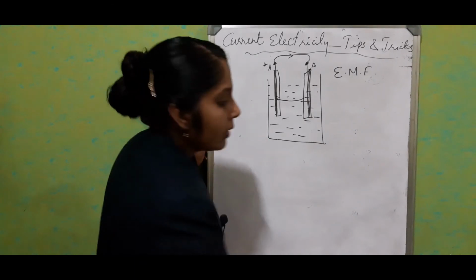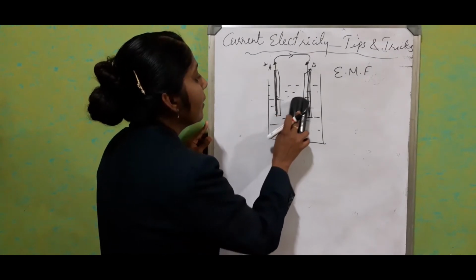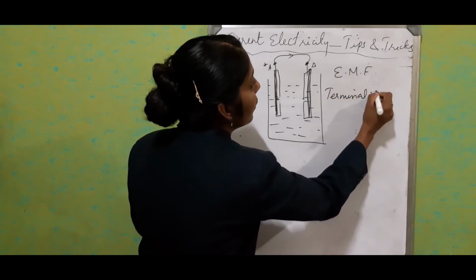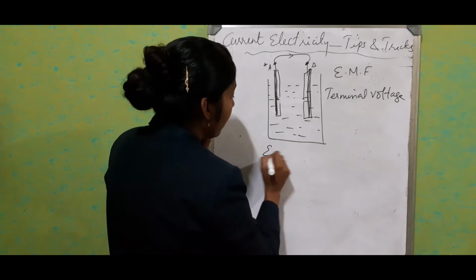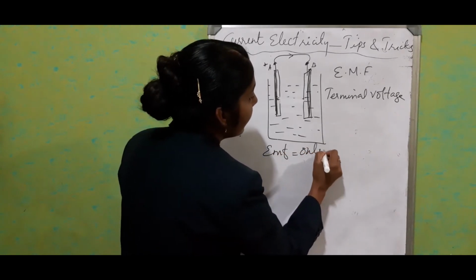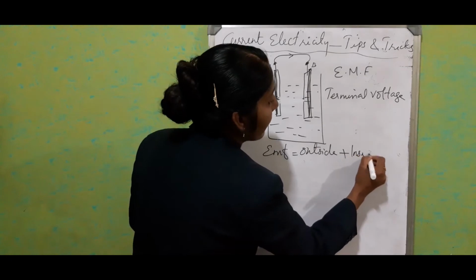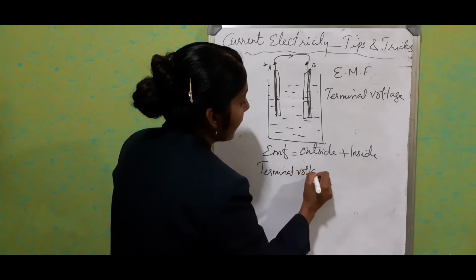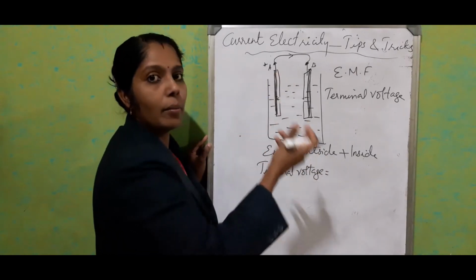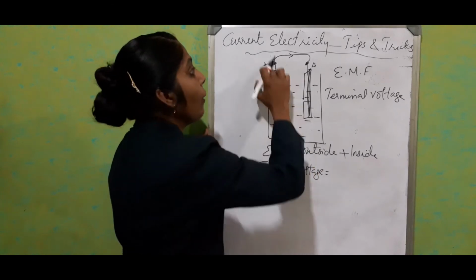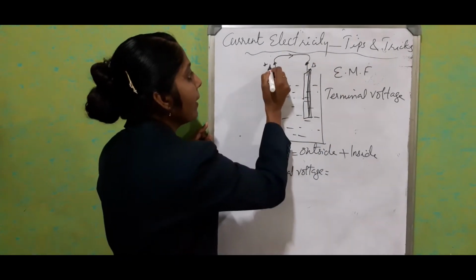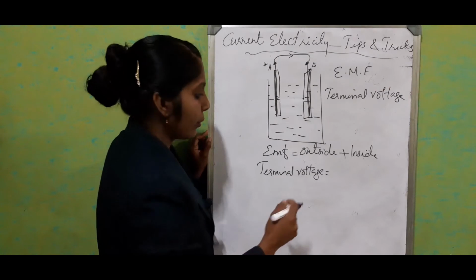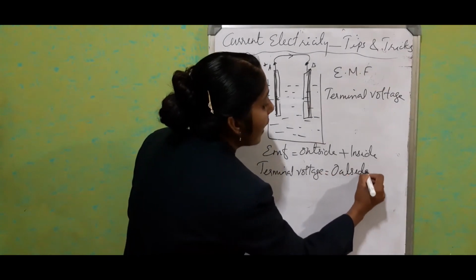Now the second one, that is terminal voltage. So EMF means outside plus inside. Now terminal voltage. What is terminal voltage? Same thing, but it is the amount of work done to carry a unit charge only through the outside circuit, that is from A to B. That's enough. From one electrode to another electrode. So this is considered the outside of the cell.